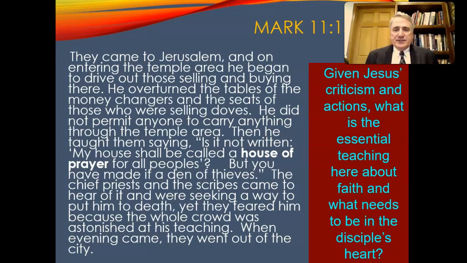The chief priests and the scribes came to hear of it and were seeking a way to put him to death. We saw them earlier in the story. They came and confronted him, right? Earlier when Jesus warned his disciples about the leaven of the chief priests and the Pharisees. So this is the leaders, the Jewish leaders. They early on were starting to seek his death, and now they're intensifying that.